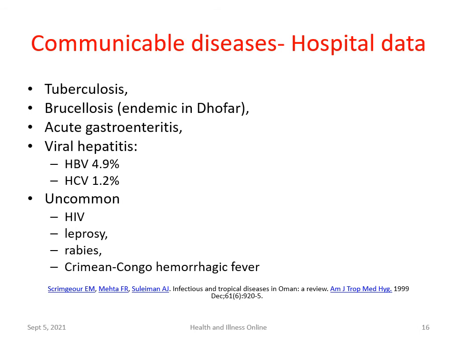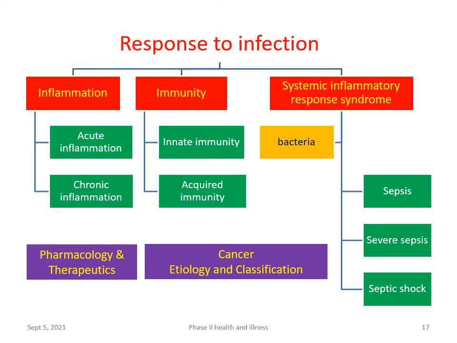And as you can see, this is an old reference, but basically it tells you that there have been studies from Oman. This particular study was published in the American Journal of Tropical Medicine and Hygiene in 1999, so more than 20 years back. And this was published by one of the faculty here, Dr. Johan Scrimger, who worked over here for several years in the Department of Medicine. And what he saw was that the commonest causes of hospitalizations were tuberculosis, brucellosis, gastroenteritis, hepatitis, and then HIV and leprosy as well.